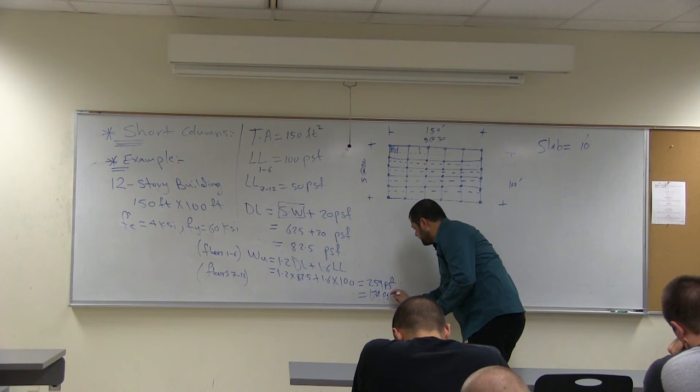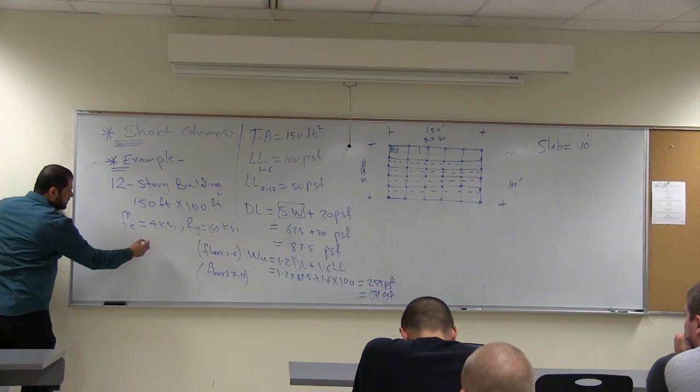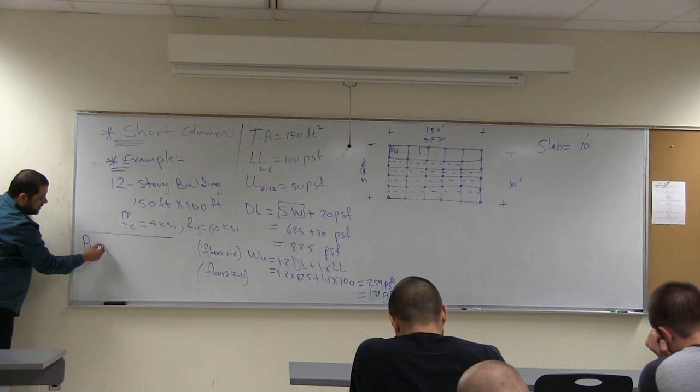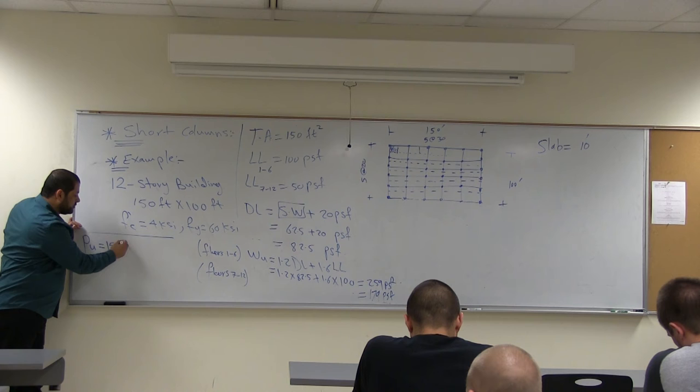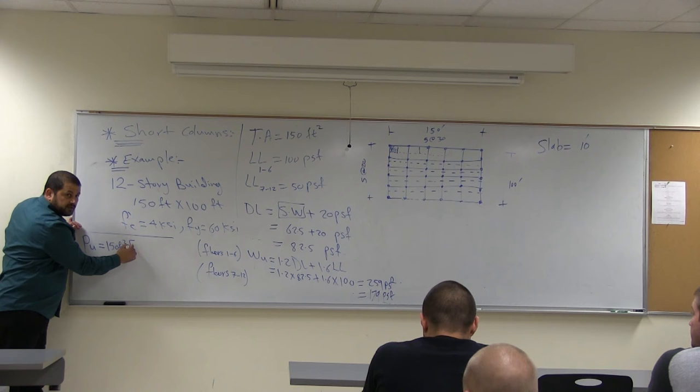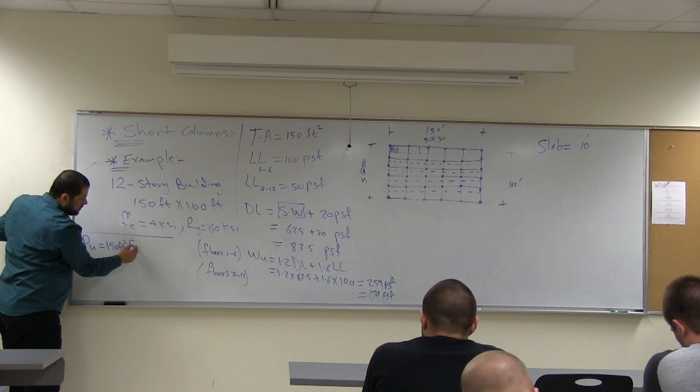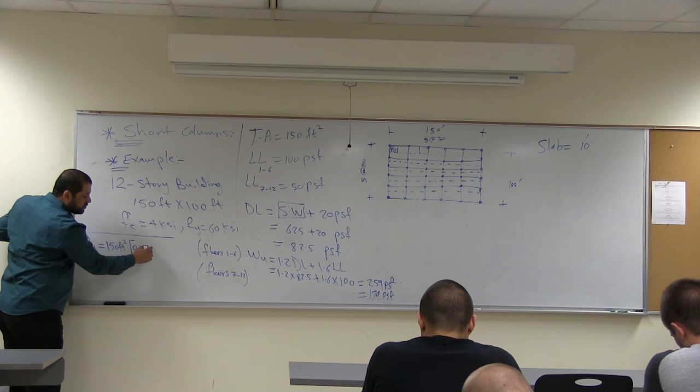Now, here, P ultimate on that column equals what? The tributary area, which is 150 square feet, times, look at this number in here, 259. I'm going to change it to kips, 0.259, this is KSF, kips per square foot. Times what? 6 stories.